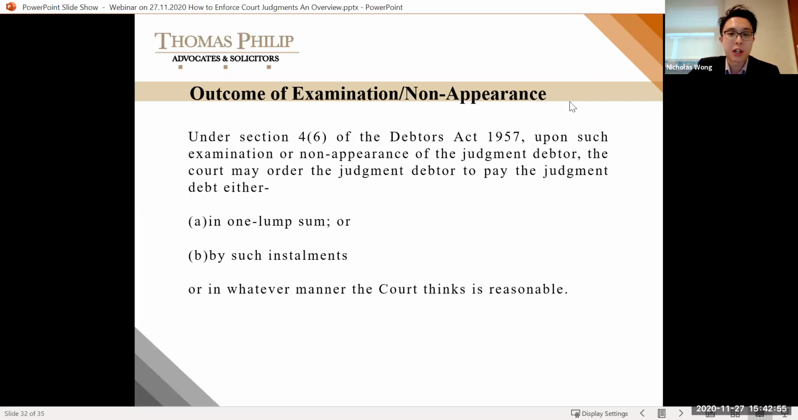So this is essentially what happens at the end of the process, right? The court officer hearing it, oftentimes I hear it's a registrar, will then decide whether the JD is to pay the judgment debt, either the whole debt or part of the debt in one whole lump sum in one go, or by installments in any manner that they think is reasonable.